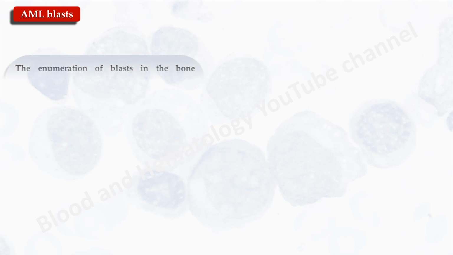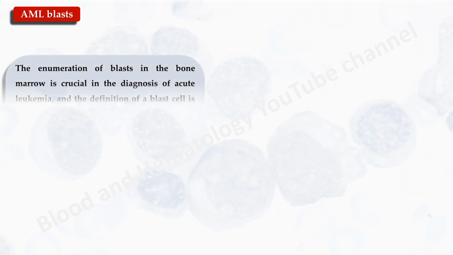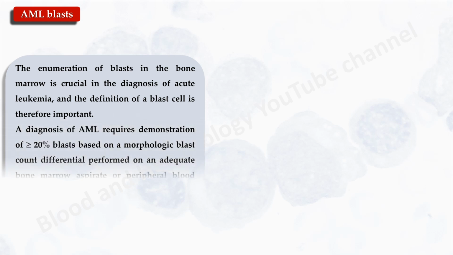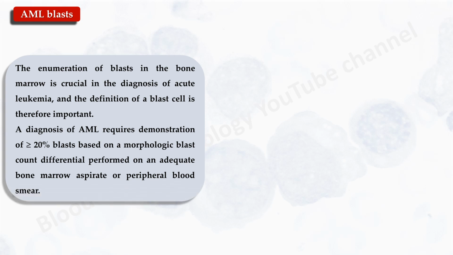The enumeration of blasts in the bone marrow is crucial in the diagnosis of acute leukemia, and the definition of a blast cell is therefore important. A diagnosis of AML requires demonstration of 20% or more blasts based on a morphologic blast count differential, performed on an adequate bone marrow aspirate or peripheral blood smear.